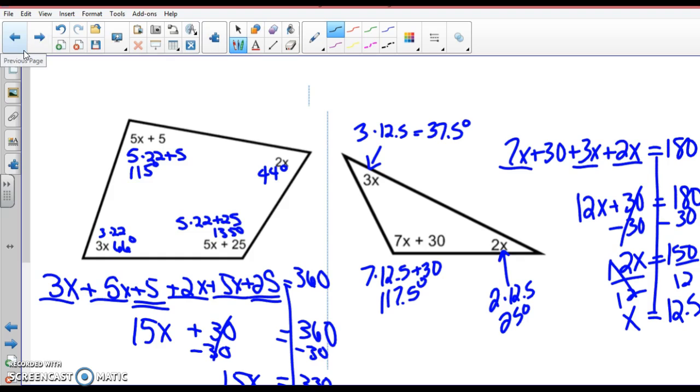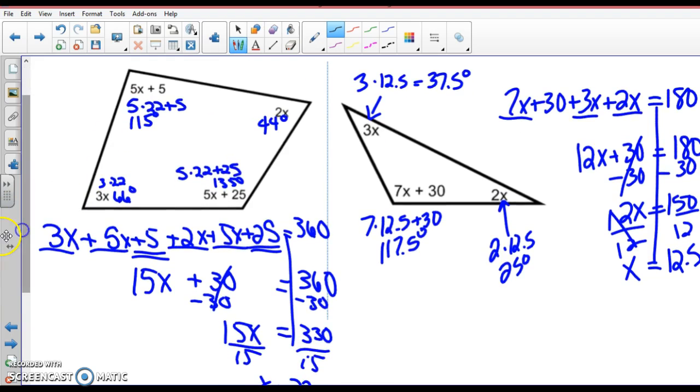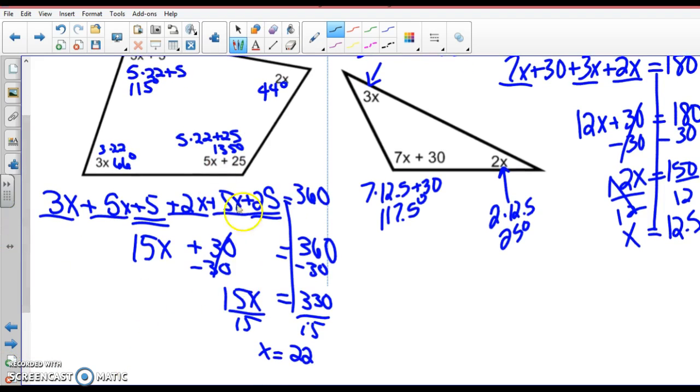Now, these are a little bit more complicated. The original angles are written in black. This is a quadrilateral. So when I solve this, I'm going to take 3x plus 5x plus 5 plus 2x plus 5x plus 25, and I get 360. And when I solve that equation, you can pause this and write it out, you end up with x is 22.